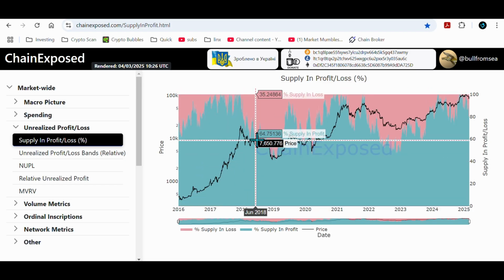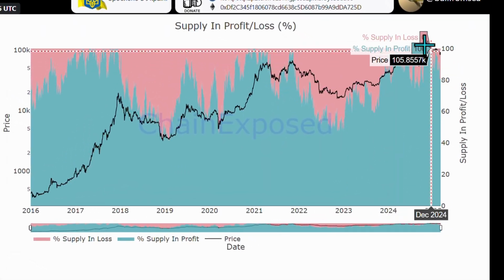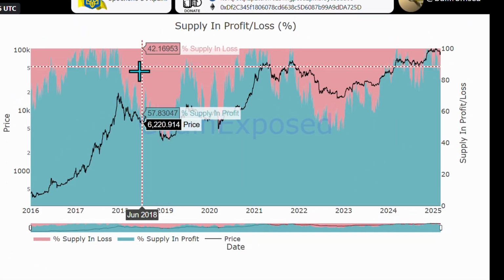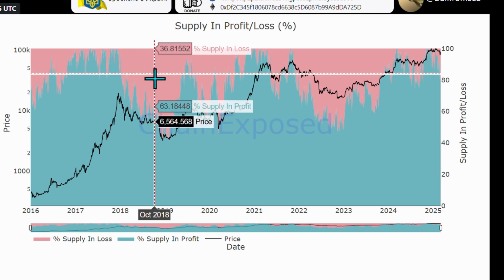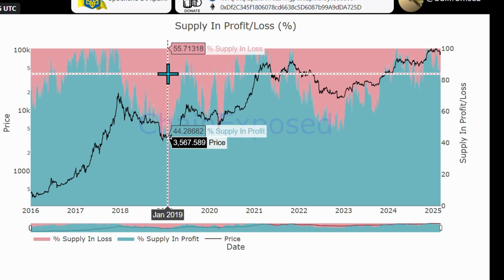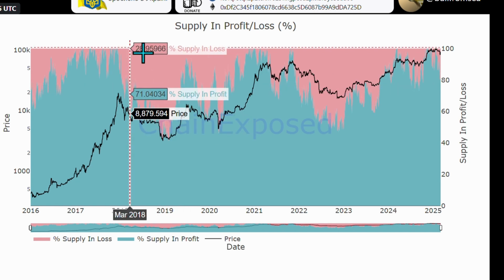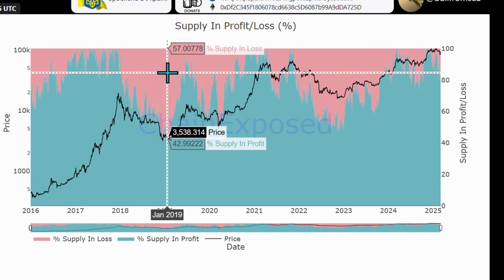You can see Bitcoin's price line, this black line. It's shown in logarithmic scale. Now, the pink on the top is the supply in loss. So that's the amount of Bitcoin held by people who purchased it when it was worth more than what it's currently worth at that point in time.